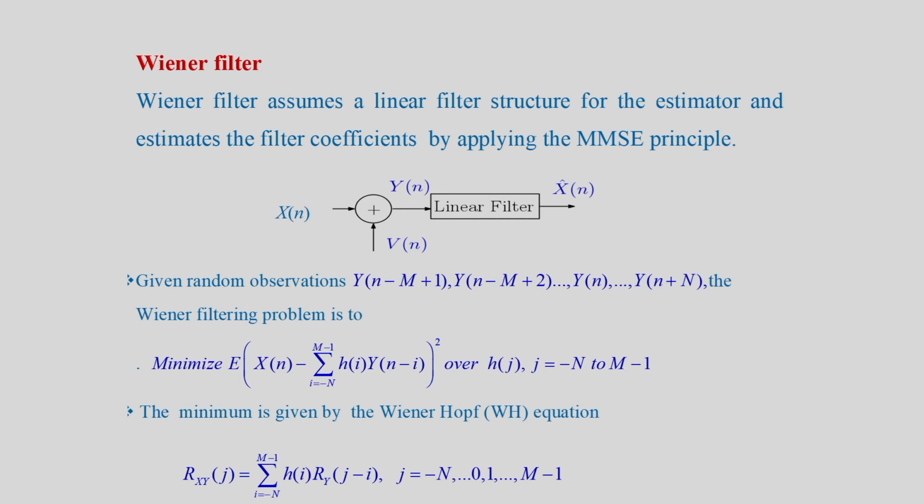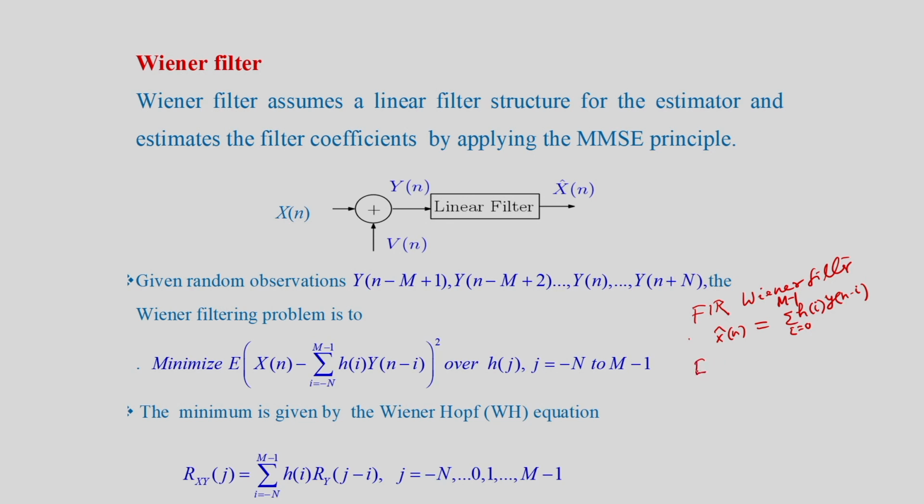We discussed the FIR Wiener filter. Here we have to minimize. The filter is X hat at n equal to summation hi into Yn minus i, i going from 0 to M-1. This is the M-tap FIR filter we considered, and the filter parameters were obtained by applying the orthogonality principle.